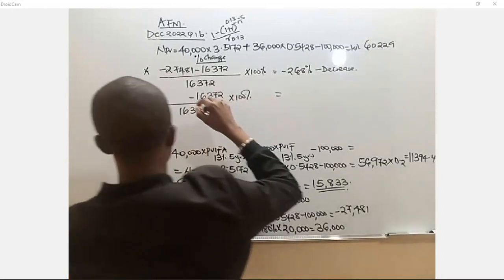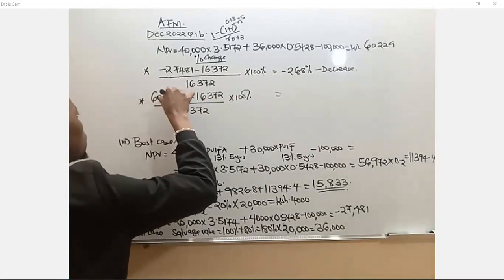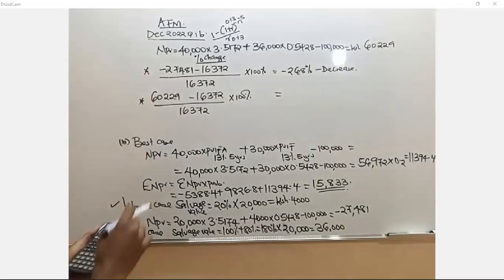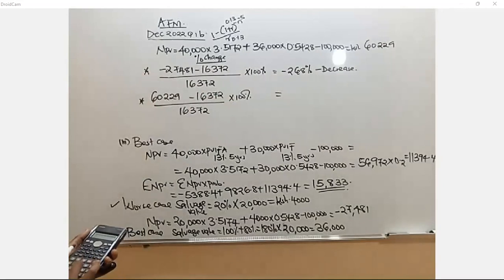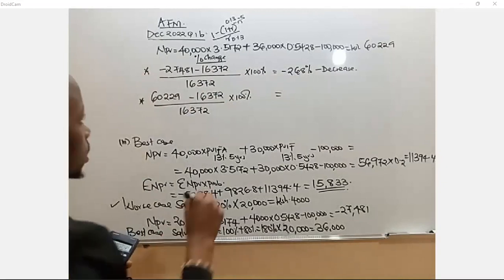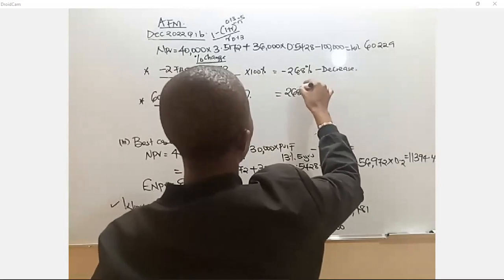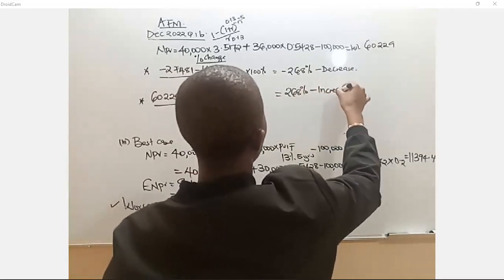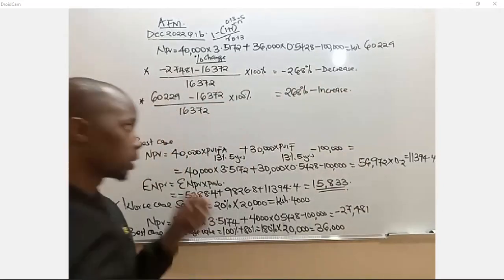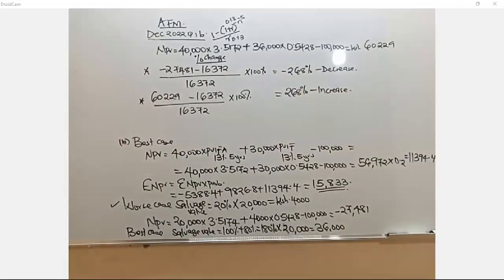So let me put that figure here. 6229 minus 16,372, divided by 16,372. Correct. Here we should also be getting 268%, which is an increase. Yes, it should be looking like that. That should be the answer now.